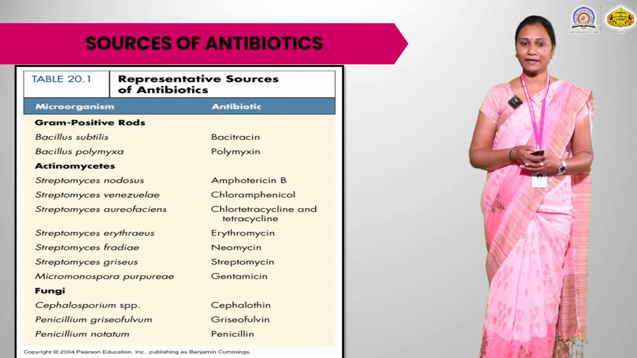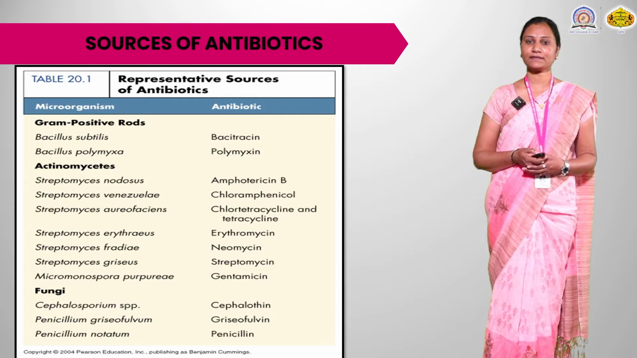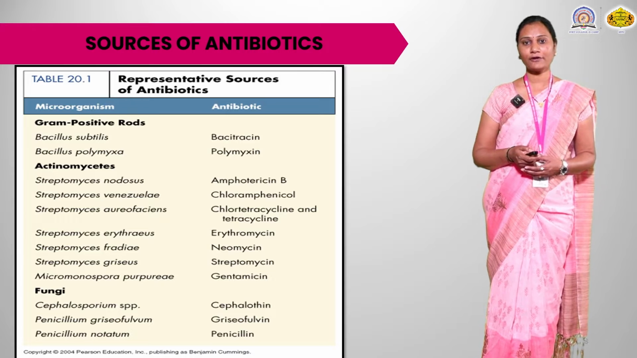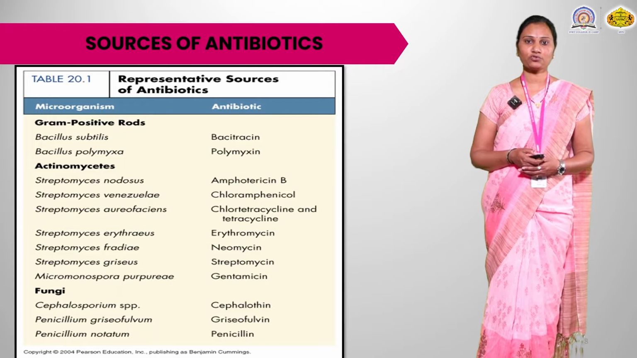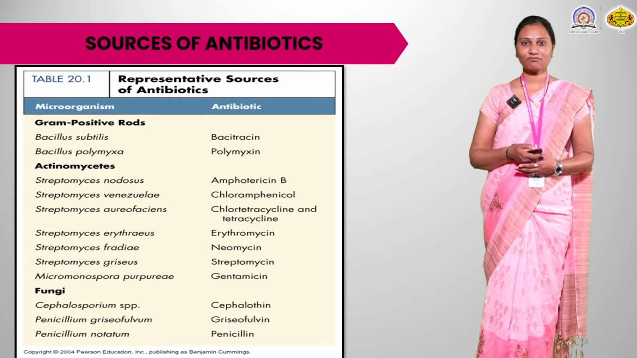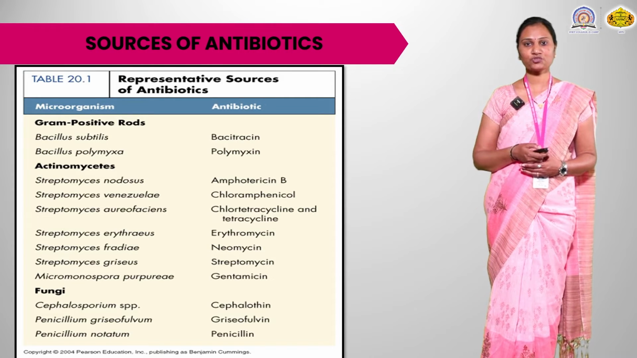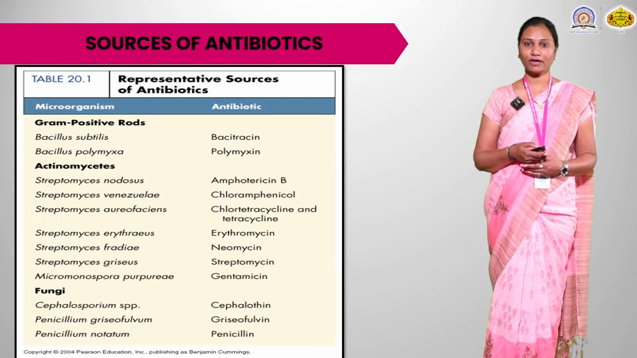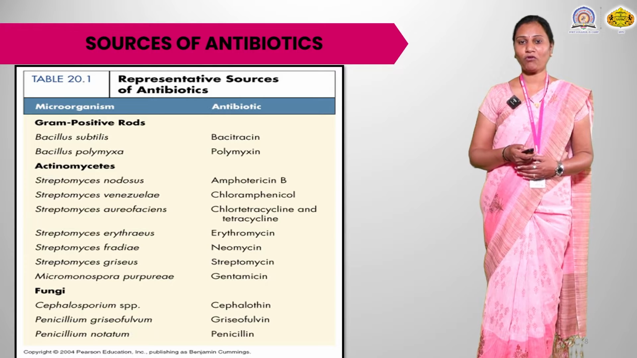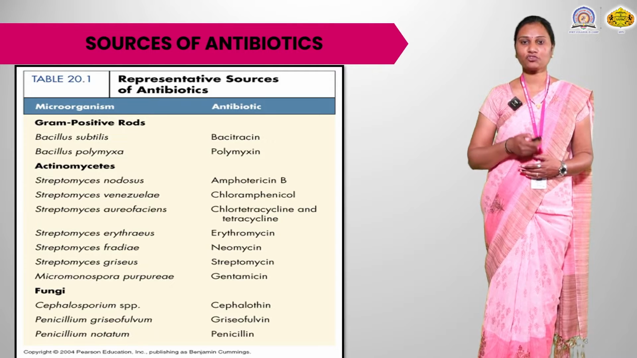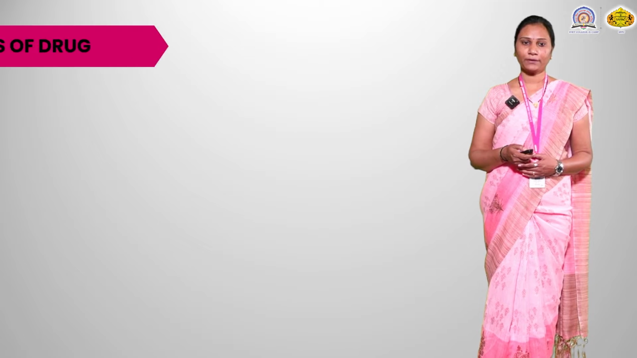Here are some examples. Bacillus subtilis is associated with production of bacitracin, and Bacillus polymyxa with production of polymyxins. Different species of Streptomyces produce different types of antibiotics. Streptomycin is the major antibiotic produced by actinomycetes. Among fungi, Penicillium notatum is associated with production of penicillin, and Cephalosporium species with production of cephalosporin. So this is a brief overview of the microorganisms which produce antibiotics, and the names of the antibiotics produced by them.